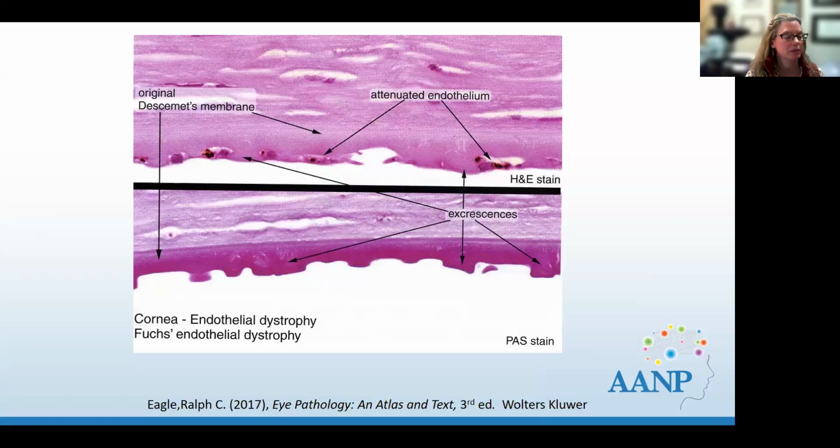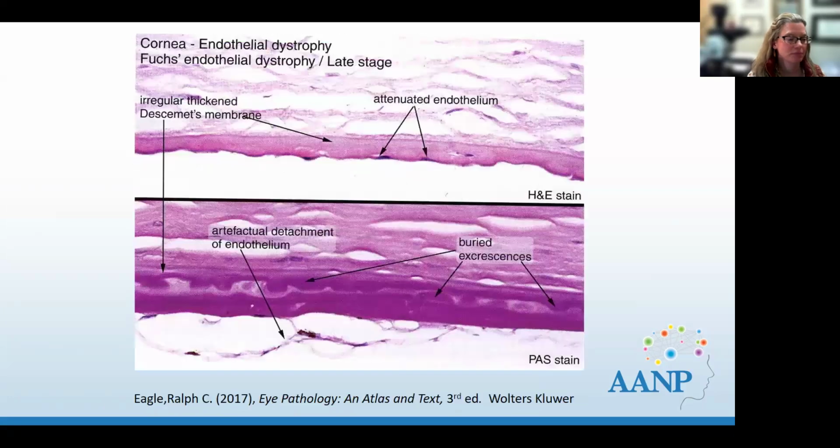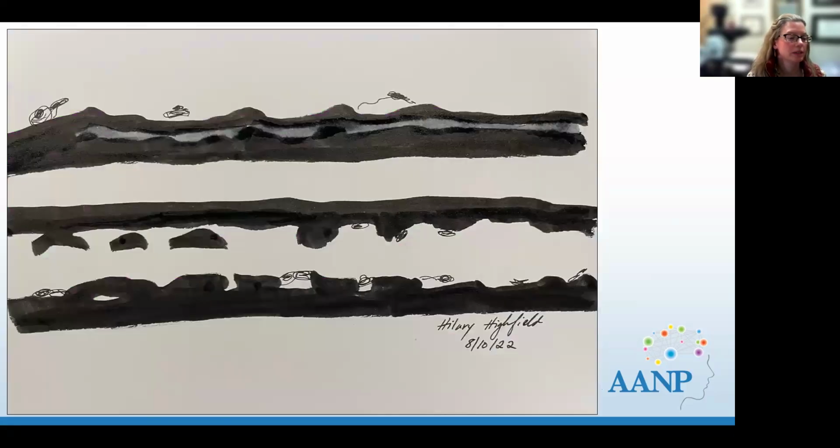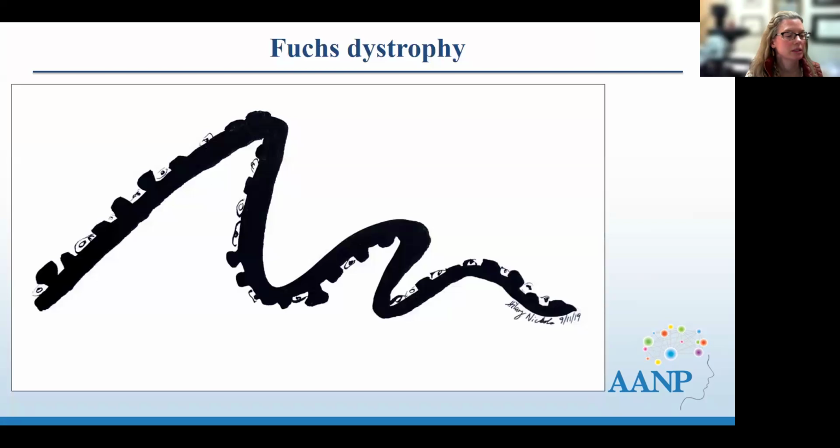And so here's a nice example of that from Dr. Eagle's book, where you see sometimes the guttae are buried within there. Here's another example, and the endothelium, there are fewer endothelial cells, okay? And here's a good H&E with the PAS underneath to show you the direct comparison and how thick it is. And then here are these buried guttae that you go look for. All right, so there's an ink on paper that we did as part of our social media postings, and there's another one. So this is kind of the look that I look for: fewer endothelial cells, thick membrane, guttae.